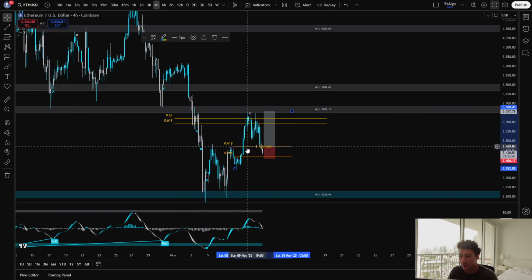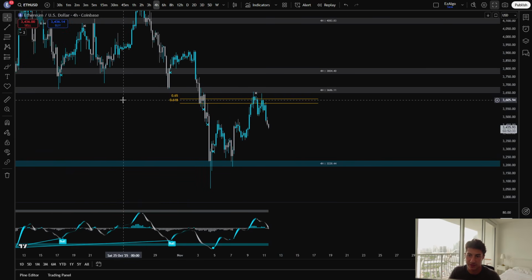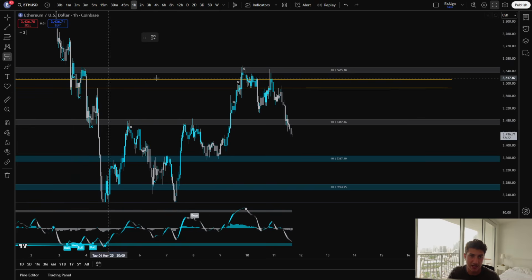Again, where are we rejecting from here on a higher time frame? We're rejecting from that 4-hour golden pocket, from this swing high to this swing low with that resistance zone as confluence, right? Going down to a lower time frame, looking for bearish momentum. You can see we have strong bearish momentum here as we're testing that level.